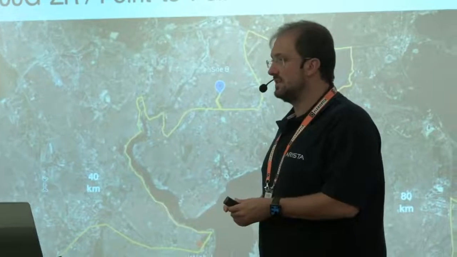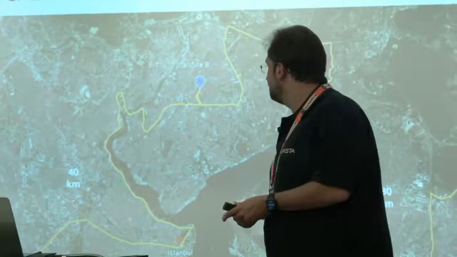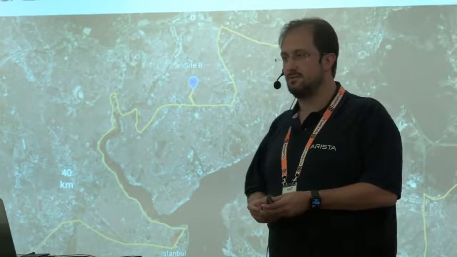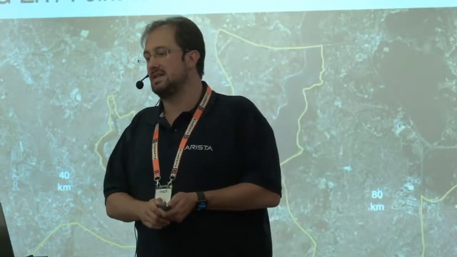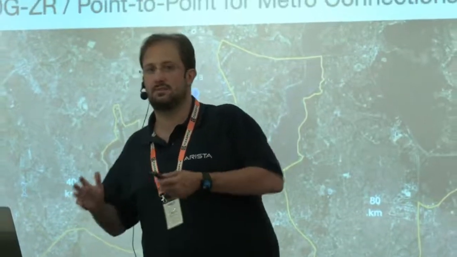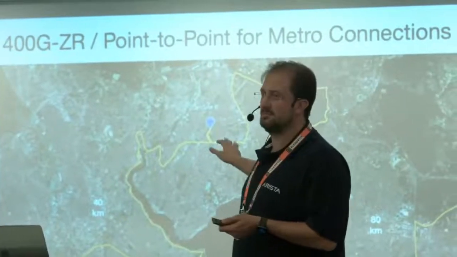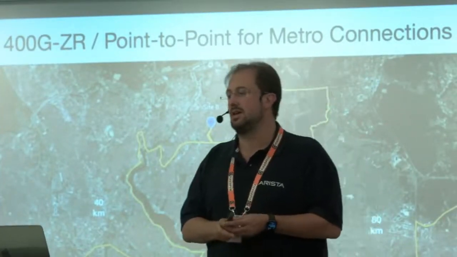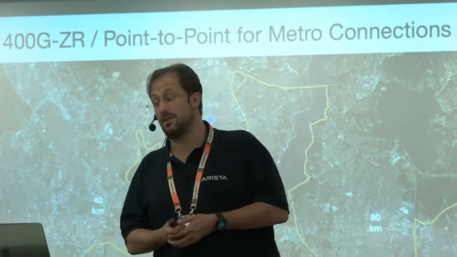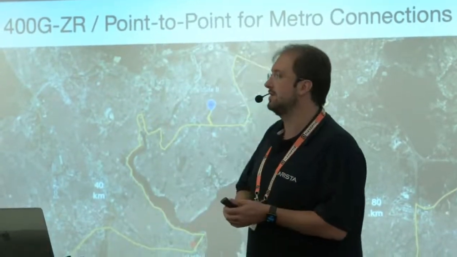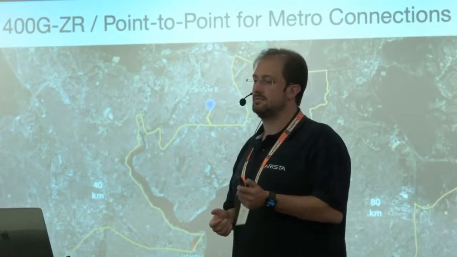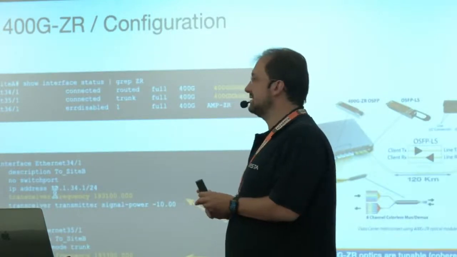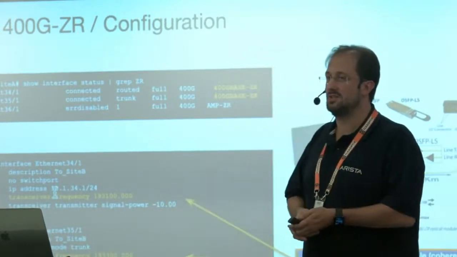The first test we did with ZR was with a customer in Turkey. We were running two links, one around 40 kilometers, a bit less, and the second point-to-point link around 80 kilometers. Those tests I'm sharing with you were done on actual fiber. This is a bit more of a representation, to be honest. But the tests were not in a lab. They were out there in the wild, and you can also see why I mentioned before the attenuation on the links. So, but let's just start and configure ZR.